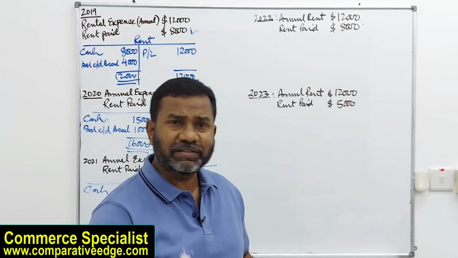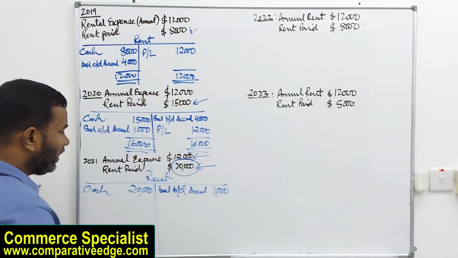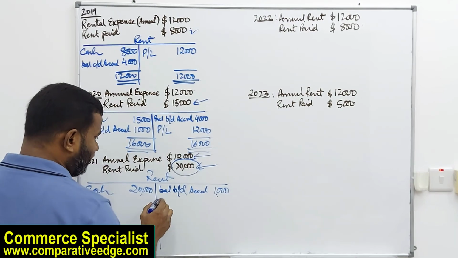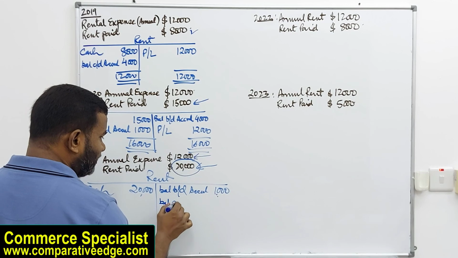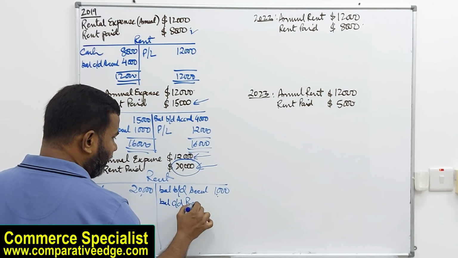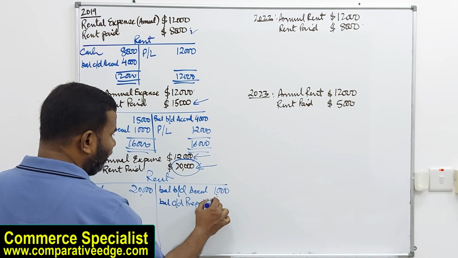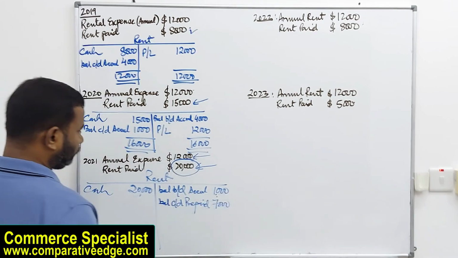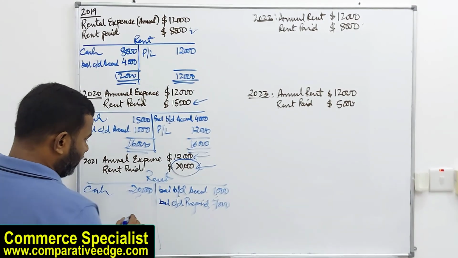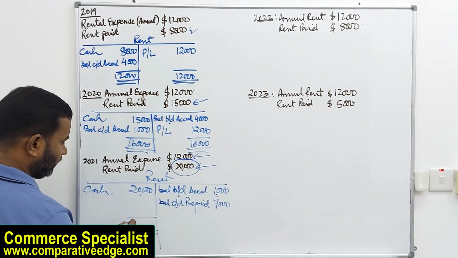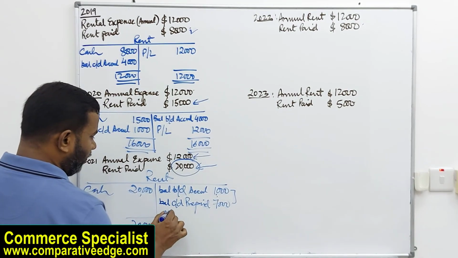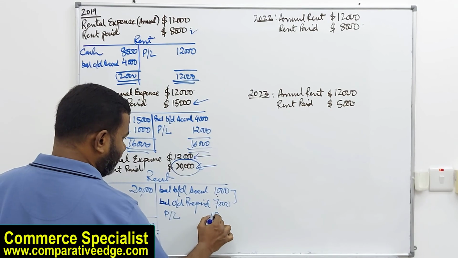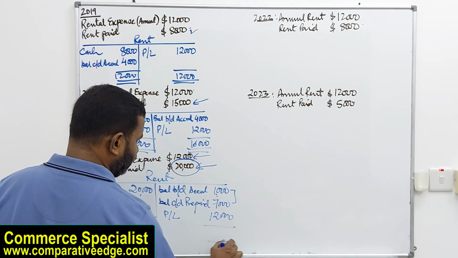Prepaid rent is an asset. So at year end, we have a closing balance of asset. Closing balance of assets are recorded on the credit side. I can write balance carried down. I have a prepaid here of 7,000. So this 20,000 minus these two will give me the amount which should be charged into profit and loss as rent expense for the year, which is 12,000.